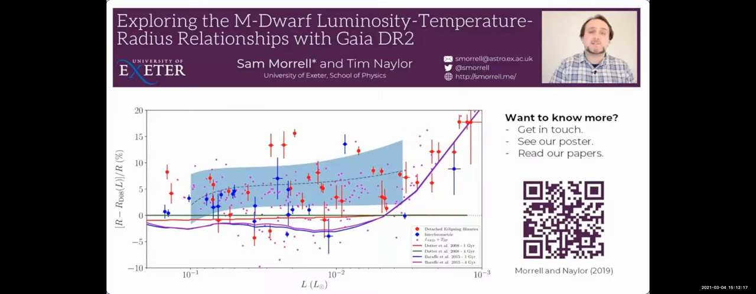In Morello and Naylor 2019, we introduce a new technique for measuring a star's radius using only geometric distances and multiband photometry. The shape of the spectral energy distribution determines the SED temperature and the flux beneath it, the luminosity. We produced a catalogue of radius measurements for over 15,000 low-mass stars. From this, we were able to derive the temperature-radius and luminosity-radius relationships for main sequence M-dwarfs.